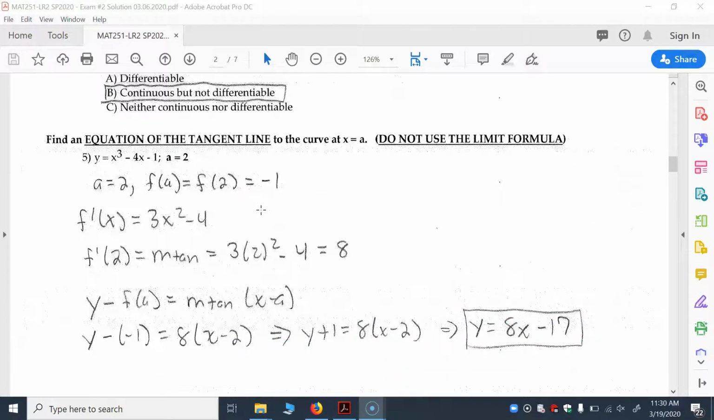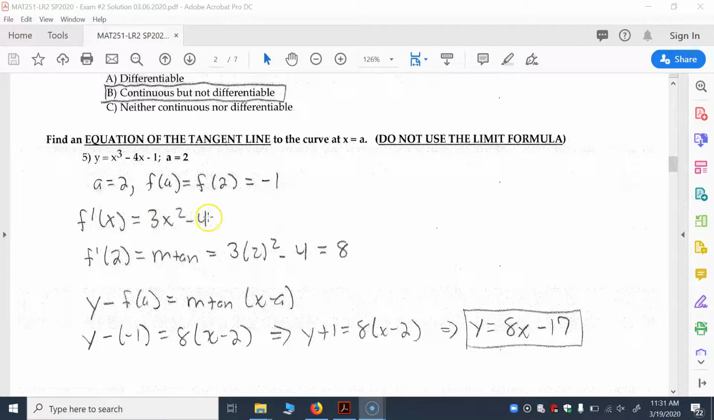Now find the equation of the tangent line. From this point forward, we want to find our derivative function quickly and easily using our rules. Here they give us the x value of 2. We will need the y value, so I'm going to plug 2 into this equation and get minus 1. We'll need the x and y values for the equation of the tangent line.